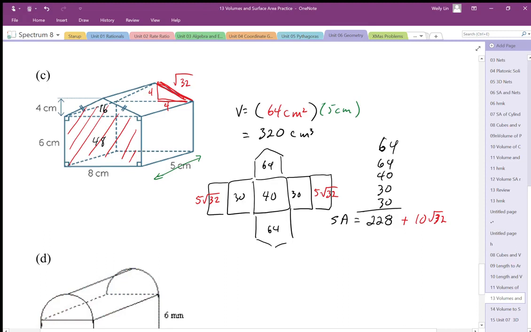When I work that out, 228 plus 10 root 32, I'm getting 284. This is approximately equal to 284.57 centimeters squared. Okay, these are both centimeters squared because we're talking surface area.